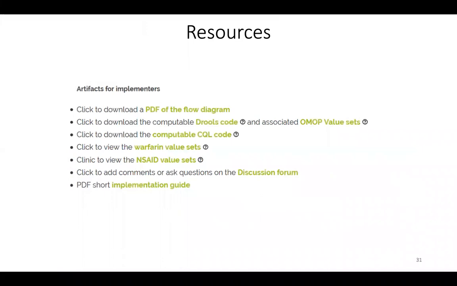You will also find resources on the artifacts for those of you who wish to implement this in your health system. These resources include the decision tree or the flow diagram of the algorithm, an executable artifact that is implemented in Drools and associated value sets, as well as an implementation guide. The value sets in particular are important here because they tell you what exactly we mean by exposure to warfarin and/or oral NSAIDs and so on. We also have artifacts for clinical quality language.